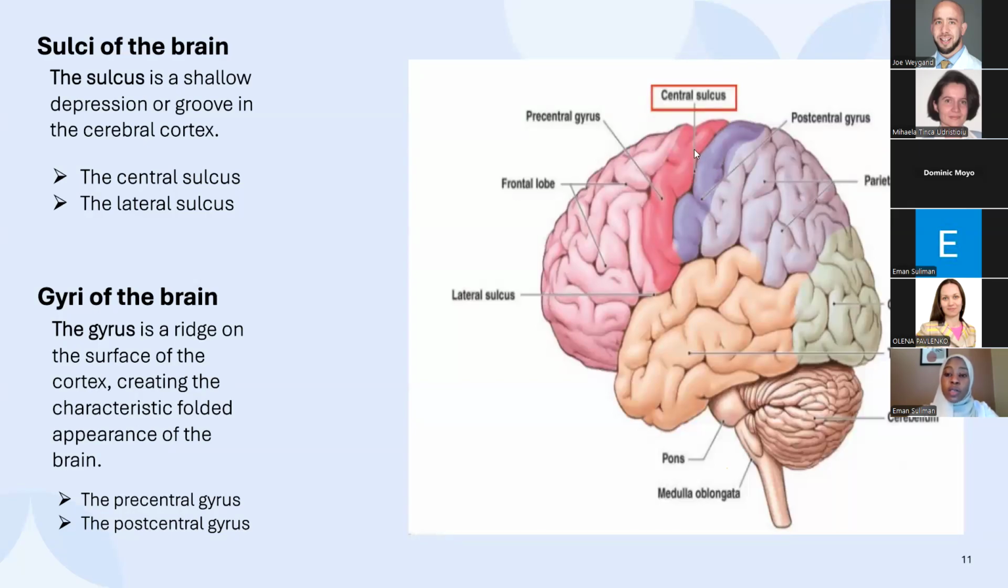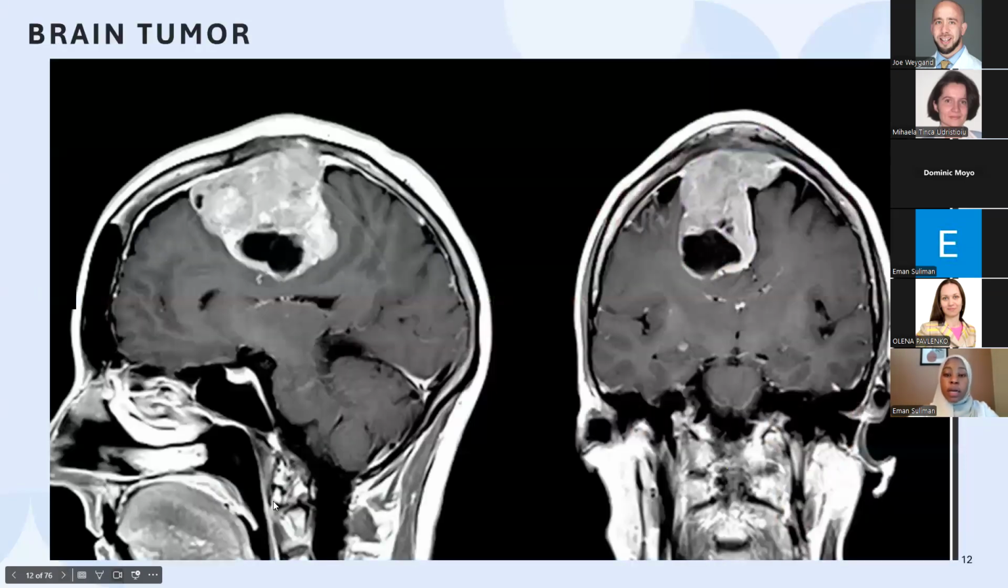The precentral gyrus is concerned with the motor function of the body, and the postcentral gyrus is mainly for the sensory function. It's a somatosensory area. Okay, so this is an example of a brain tumor.